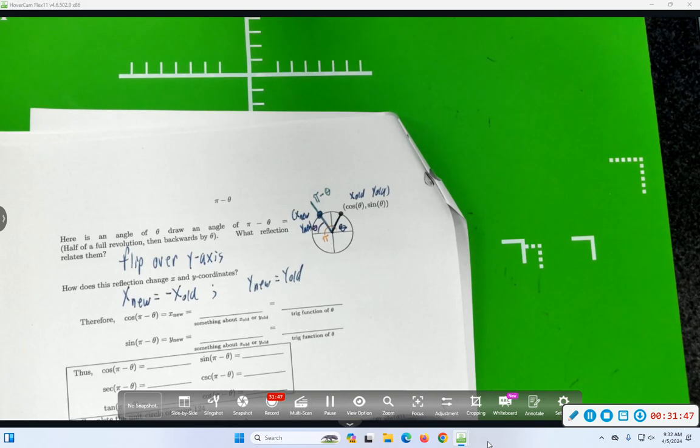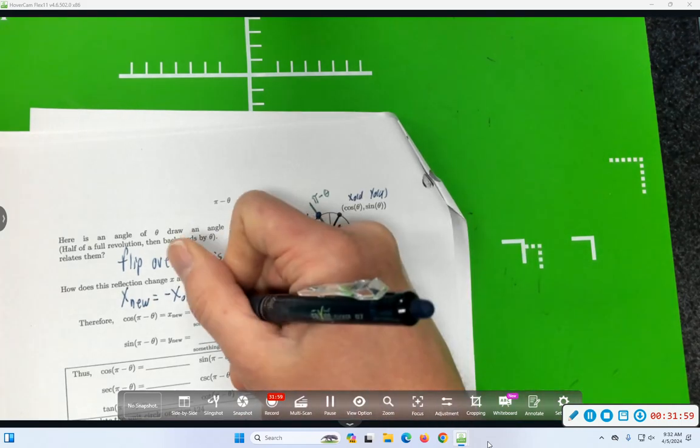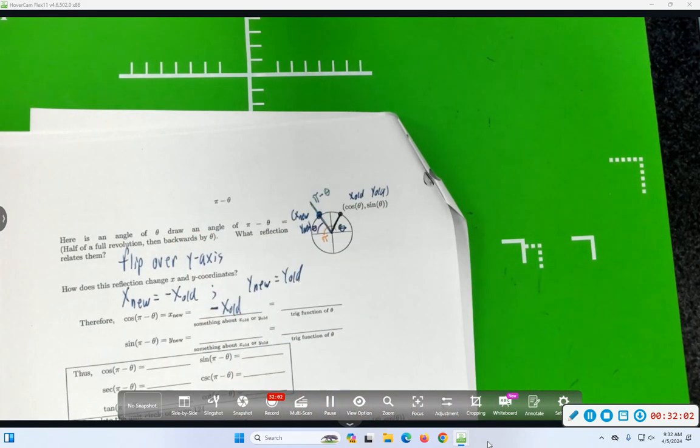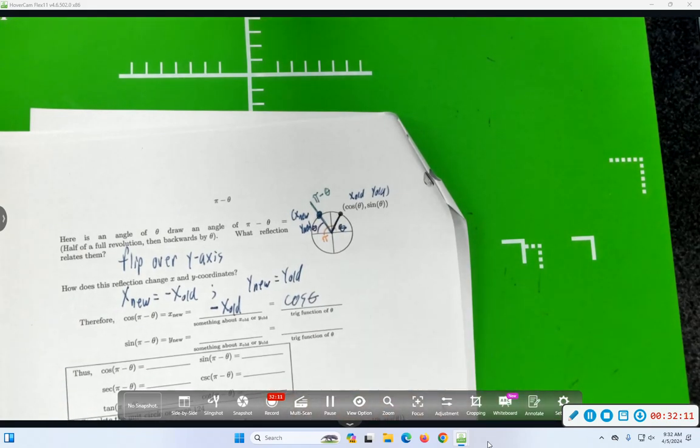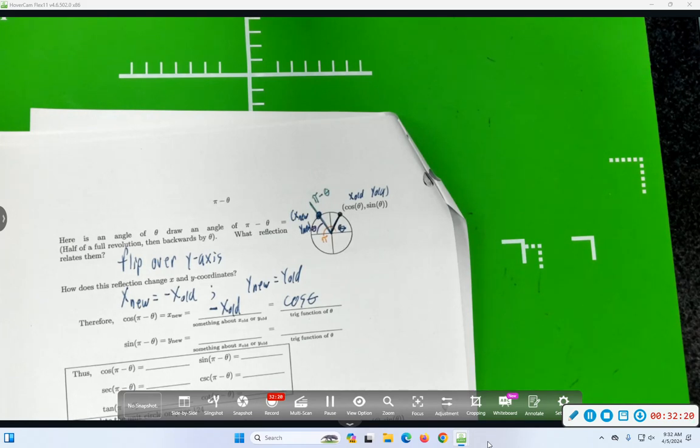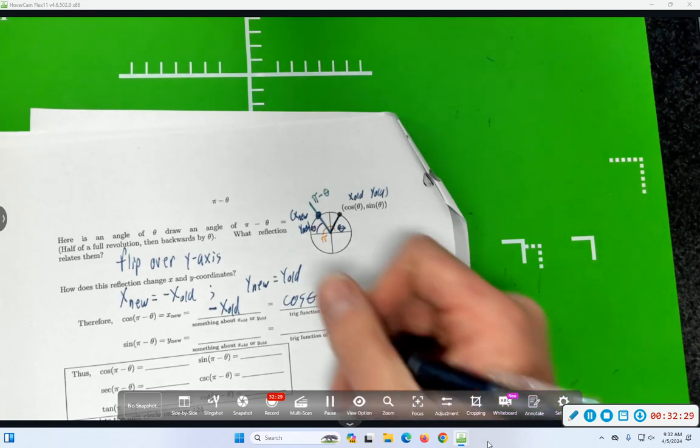Cool. Now we have everything we need to figure out how sine and cosine change, and it's not anything deep. Cosine of pi minus theta is the new x coordinate, which you just told me is negative the old x coordinate. Which trig function gives the old x coordinate? Cosine, awesome. Do the same thing for sine. You get sine of pi minus theta is the same as, that's what goes in this line.